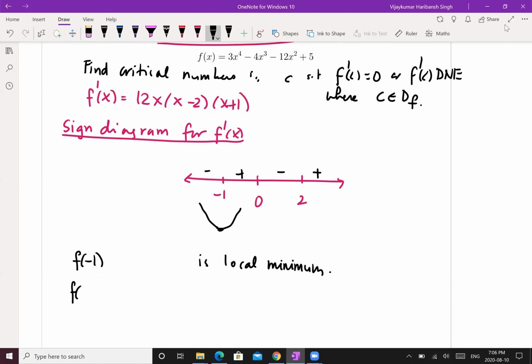Similarly, for f of 0, the sign changes from positive to negative. Positive means the function was increasing, and after that it is decreasing. So f of 0 is a local maximum.